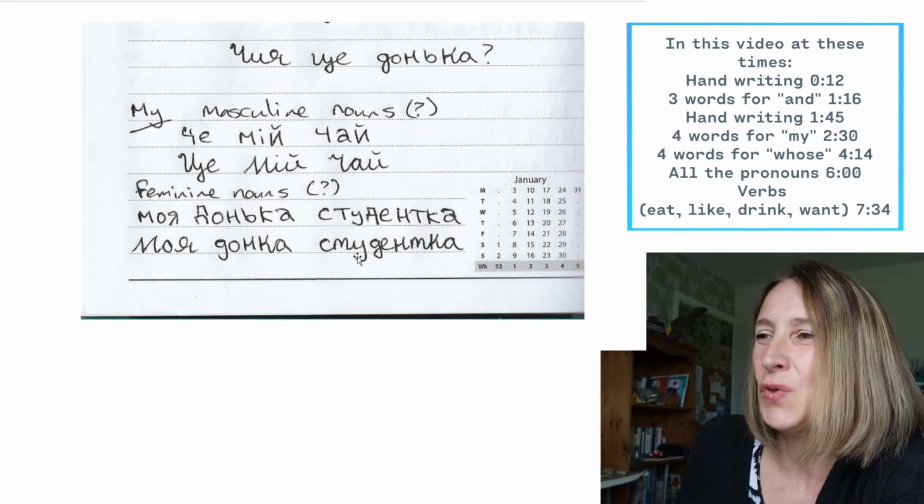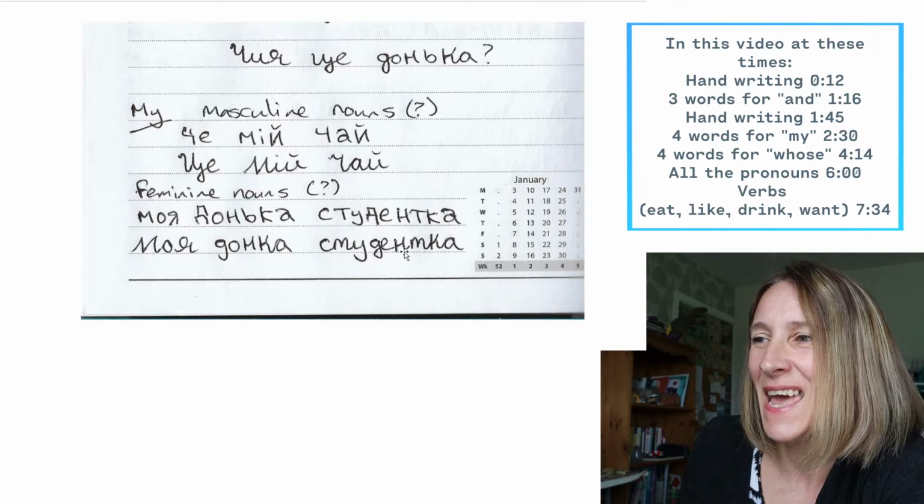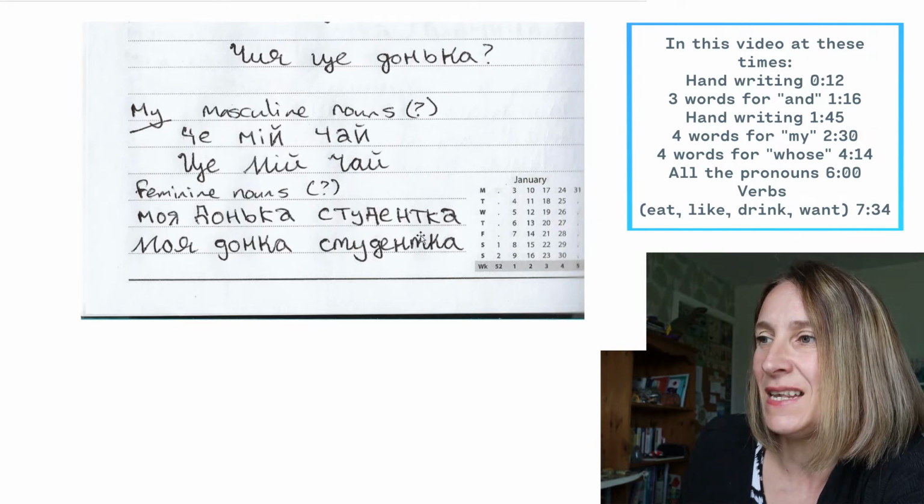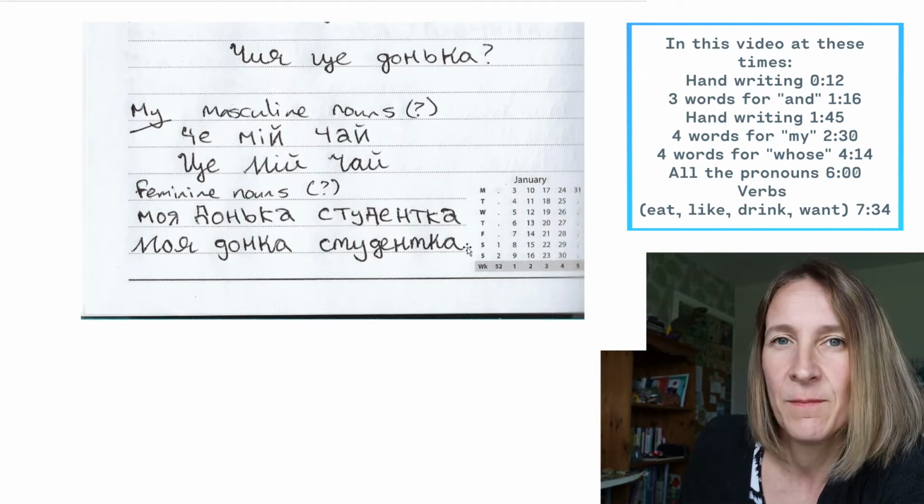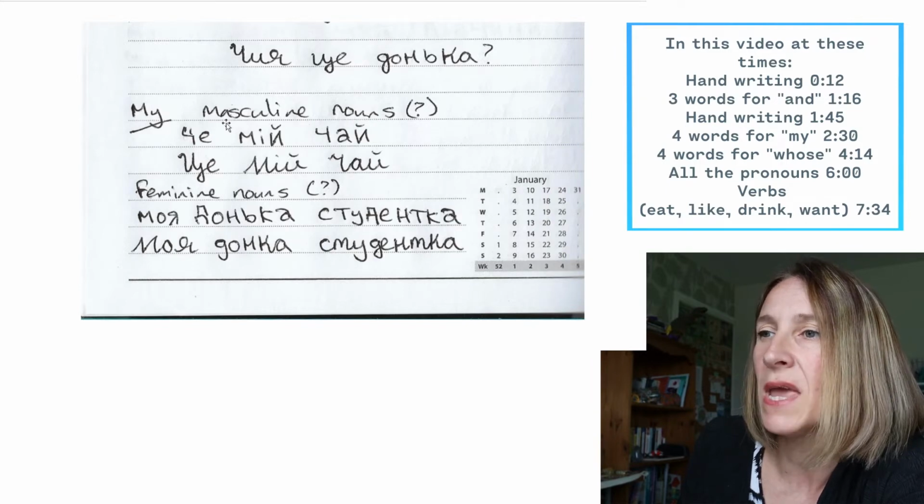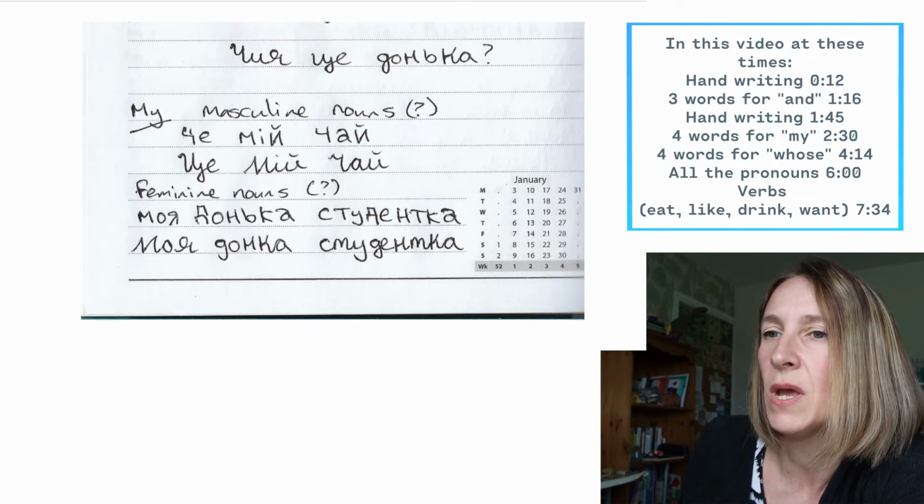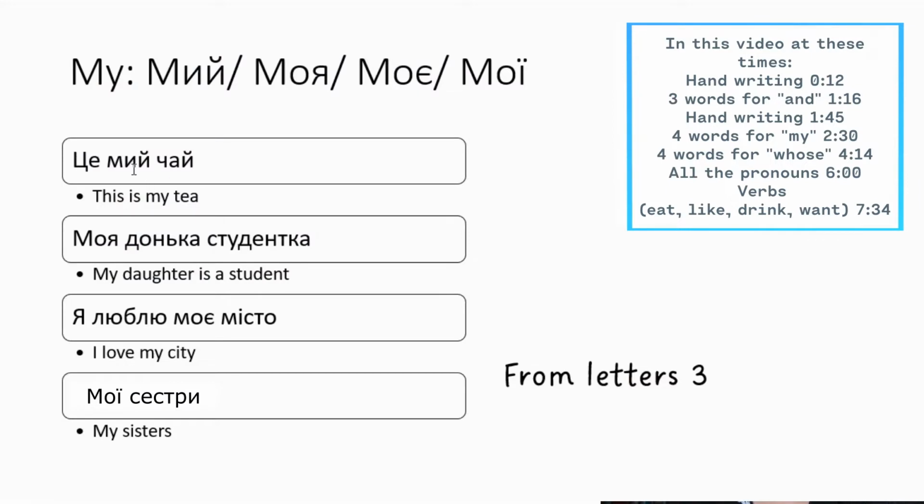Student, that's a t, ka, studentka. Okay, so moja. So we've got me and moja. I've found tse mi chai. So we've got me. Moja donka studentka. Moja. We've got ja lubię. And I think this has come from letters 3. Ja lubię moje miasto, which is I love or I like my city.